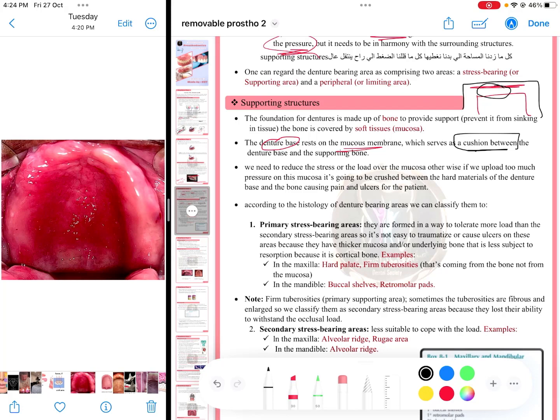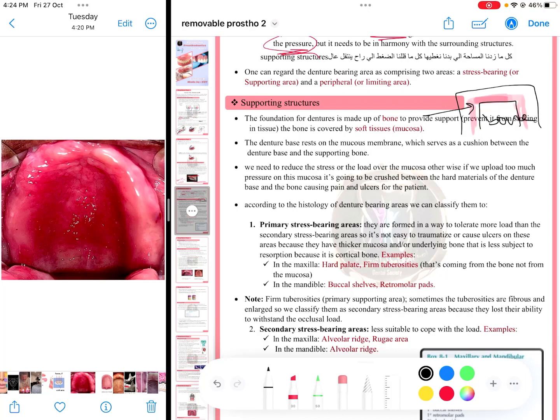It's set on the mucosa, and the mucosa is like a sandwich, right? The mucosa is enclosed here like a sandwich. This is the bone and this is the mucosa covering the bone, and now the denture will come above it. So the mucosa is like a sandwich, giving me the cushion effect.